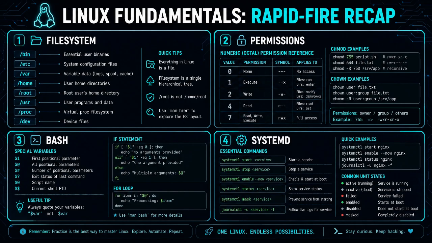SUID is a leading 4, an s on the owner slot. SGID is a leading 2, an s on the group slot. Sticky is a leading 1, a t on the other slot. And your two audit commands: find / -perm -4000 -type f for SUID binaries, find / -perm -0002 -type f for world-writable files.